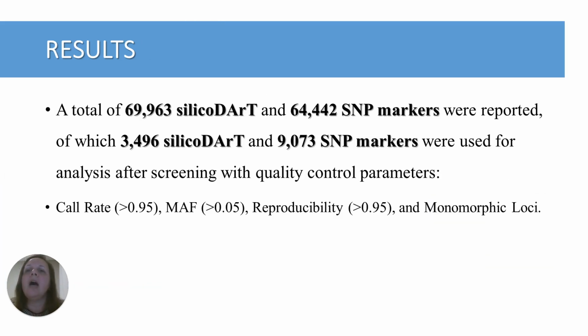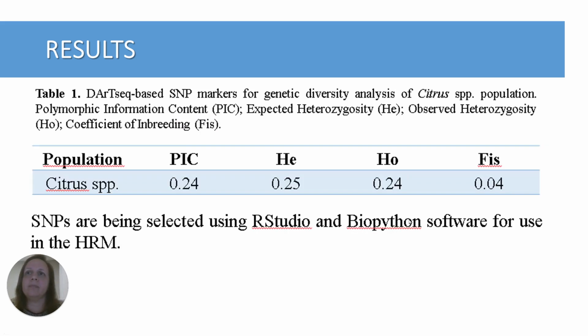As a result, a total of more than 69,000 silicoDArT and more than 64,000 SNP markers were reported, of which more than 3,000 silicoDArT and more than 9,000 SNP markers were used for analysis after screening with high-quality control parameters. The diversity found was low, but it was as expected.